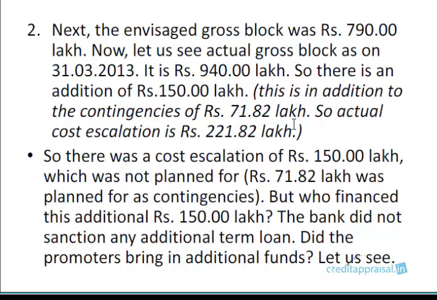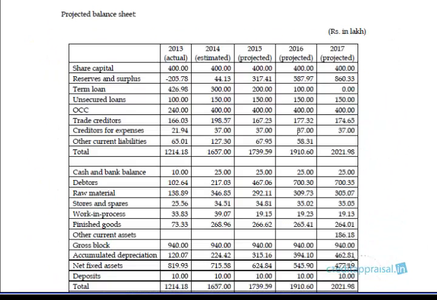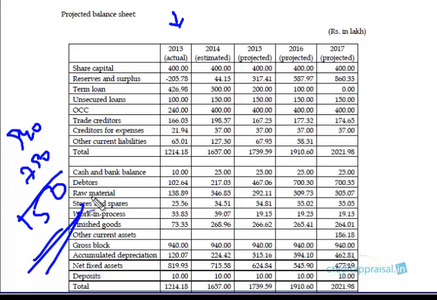Now look at the 2013 actual. So this is the actual gross block 2013. This is the CMA data the company has given for enhancement of working capital, where we have the 2013 actuals. Look at the gross block. It is 940. So originally it was 790, now 940. So what is the difference? That is around 150. So there is an increase in gross block by 150.